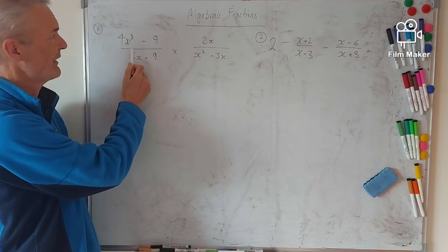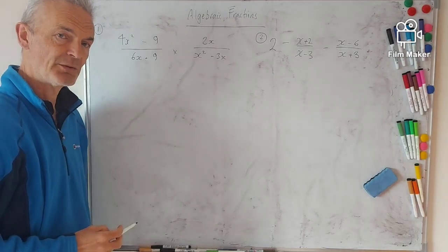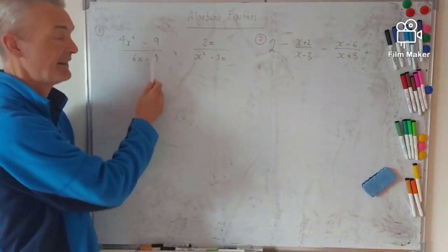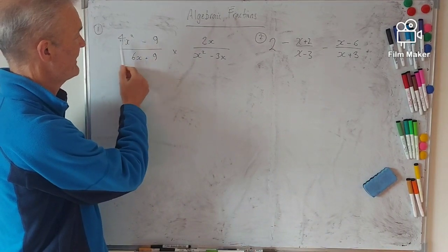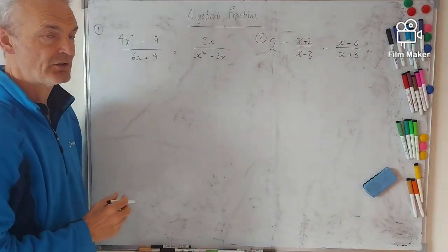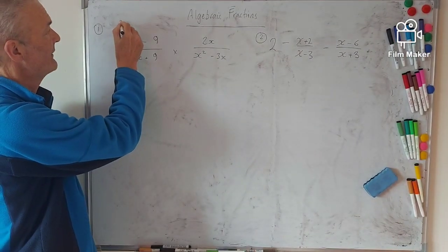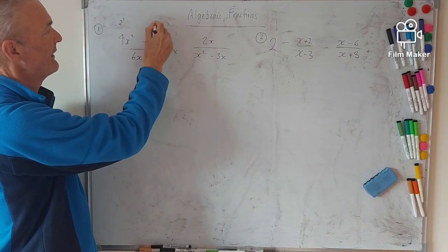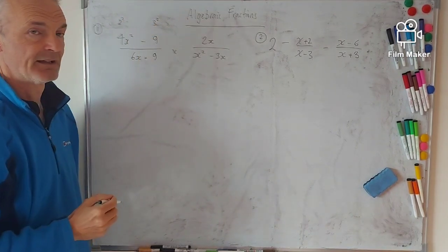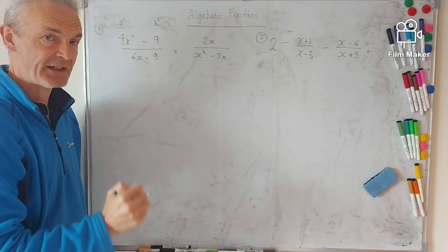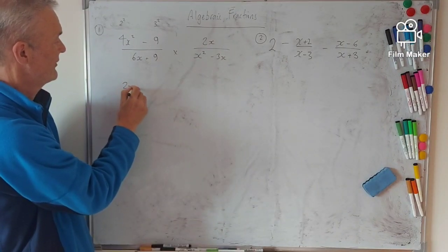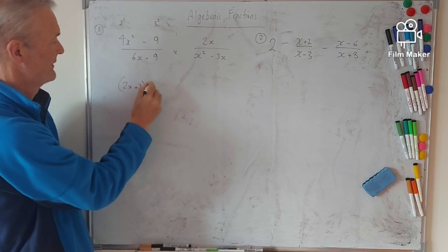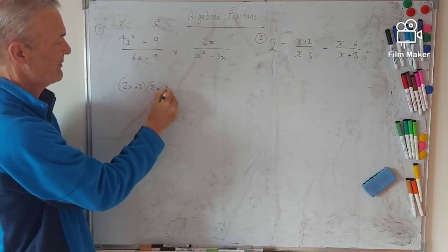So if you look at this, 4x squared minus 9, what you want to spot here is that it's the difference of two squares. We've got square numbers here and here, 4 and 9. So you could write these as 2 squared and 3 squared. And you could then immediately factorise this as 2x plus 3, 2x minus 3.